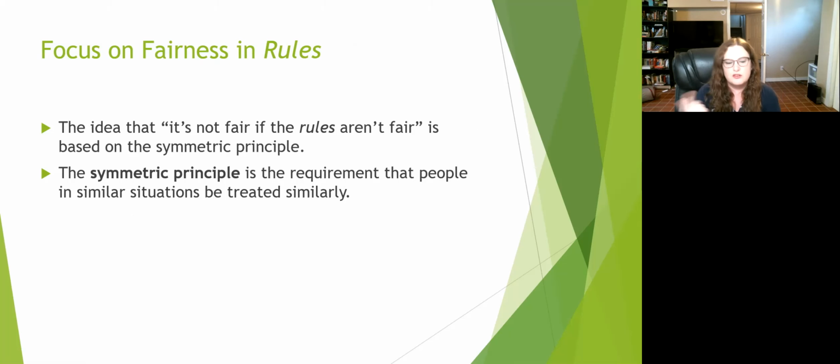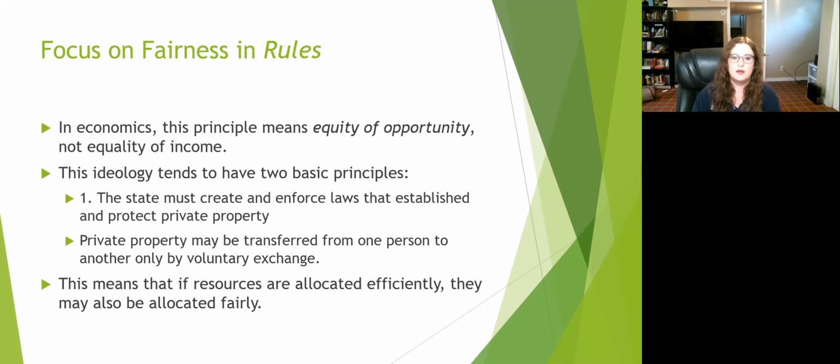So this focus on the fairness of rules is the idea that it's not fair unless the rules are fair. And this is based on a symmetric principle. The symmetric principle in economics just means that it's a requirement that people in similar situations be treated similarly. In economics, this principle means the equity of opportunity, not the equality of income. So it doesn't mean redistributing income at all. It means redistributing opportunity so that everybody has the same ability to make money later on, so that everybody has the same ability to make their lives better.